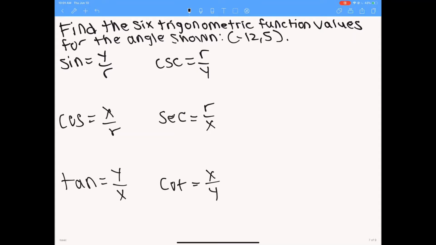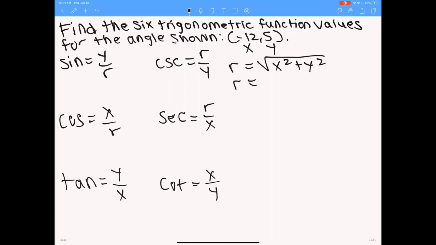Now you might ask yourself, how exactly do we find r? We already know that -12 is our x-coordinate and 5 is our y-coordinate. So the formula we have to use is r equals radical x squared plus y squared. So all we have to do is plug in what x and y are.